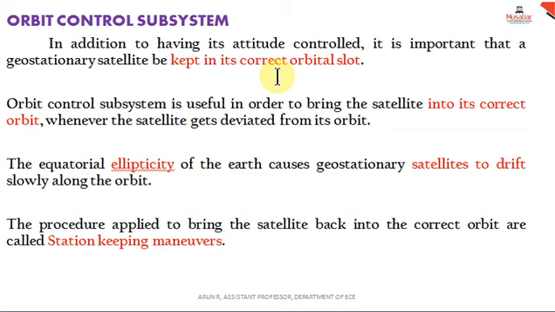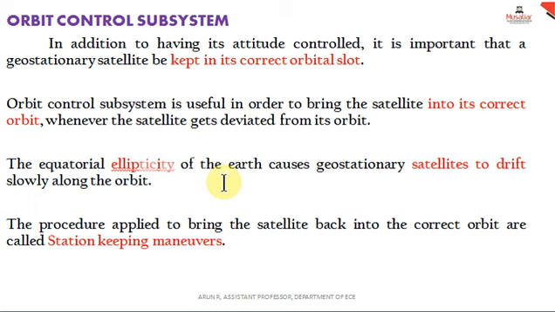We have already learned that due to the equatorial ellipticity, or the elliptical geometry of the Earth, satellites drift from their orbit. The procedure of bringing the satellite back into the correct orbit is known as station keeping maneuvers. It is known as the orbit control subsystem.